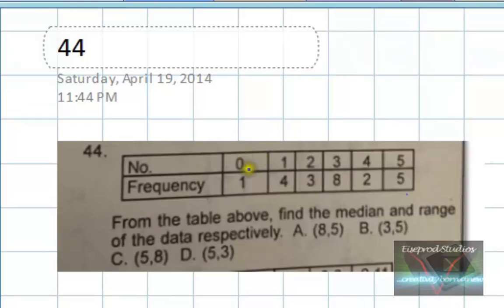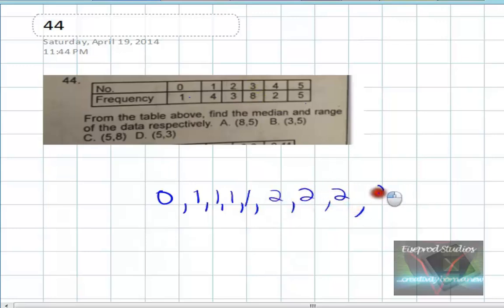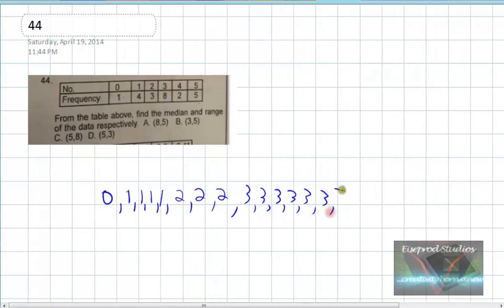So the number 0 appeared once. So I'll write a 0 down once. The number 1 appeared 4 times. So 1, 2, 3, 4 times. The number 2 happened 3 times. 2, 2, and 2. 3 was 8. So 1, 2, 3, 4, 5, 6, 7, and 8. 4 happened twice. So 4 and 4. And 5 happened 5 times. 5, 5, 5, 5, and 5.